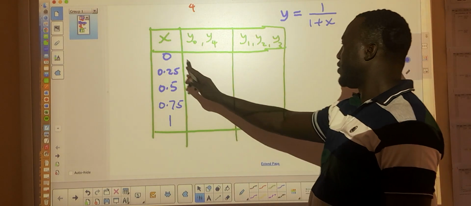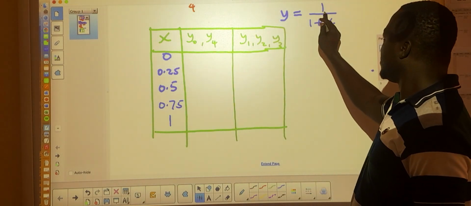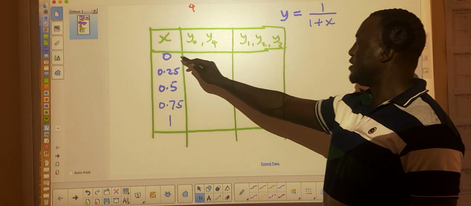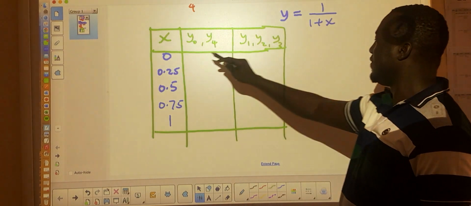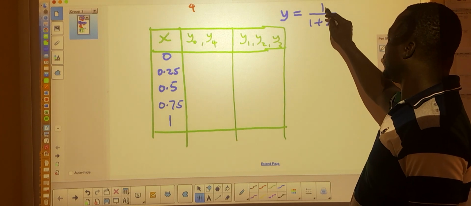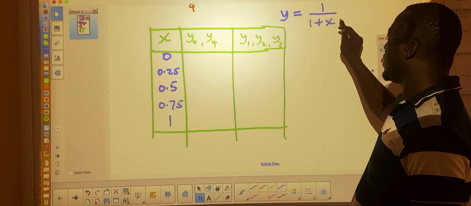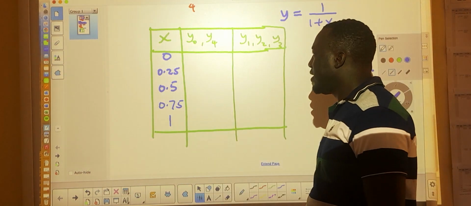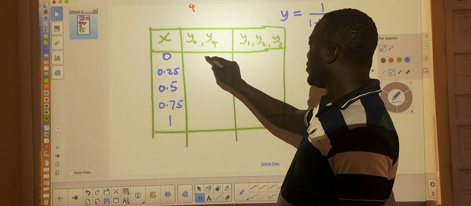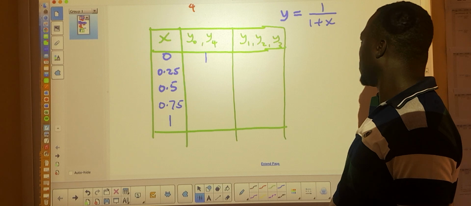So what you do is that for each value of x, you substitute here, and then you get the value of y. So if x is 0, for example, that will give us the first value, which is y0. You substitute 0 here, so that we shall have 1 over 1 plus 0. Then we shall write that value there. So clearly we are going to have here to be 1. That's when x is 0.